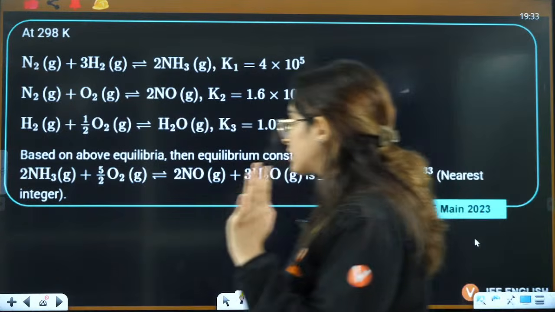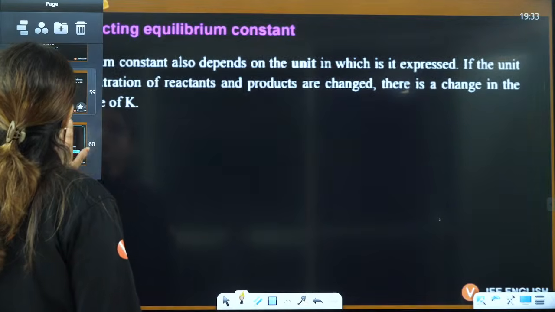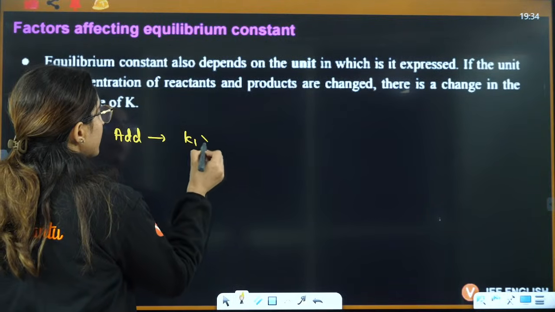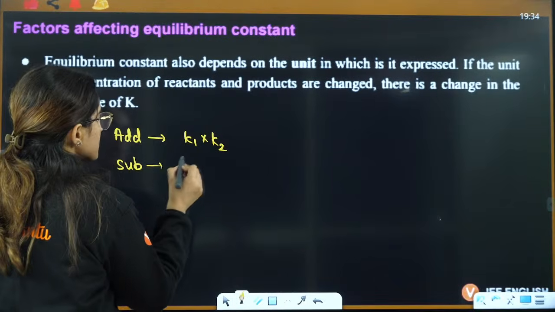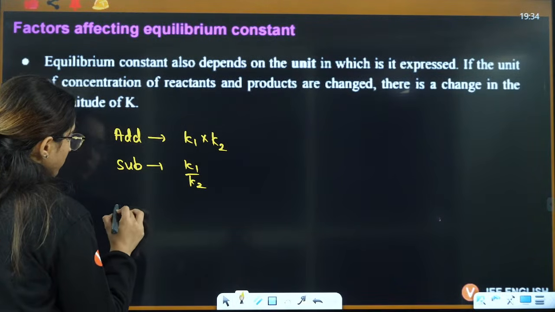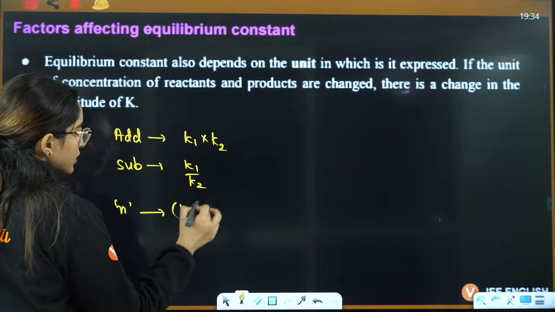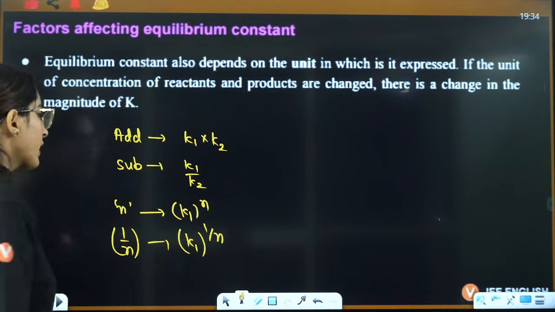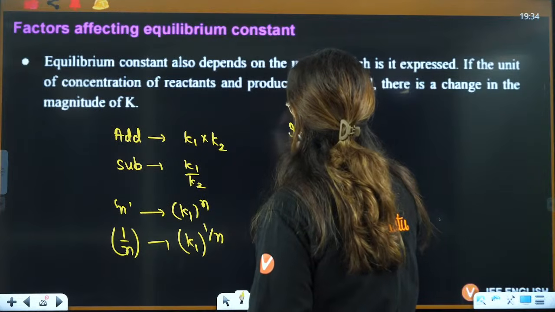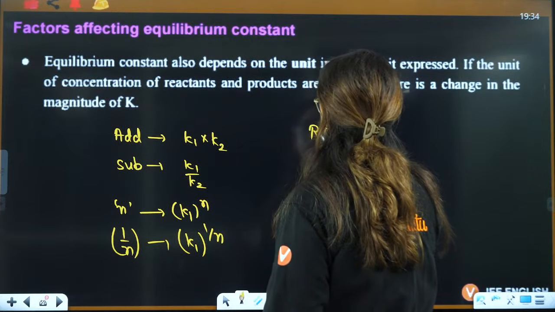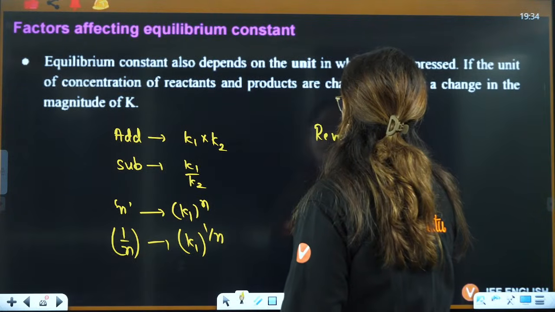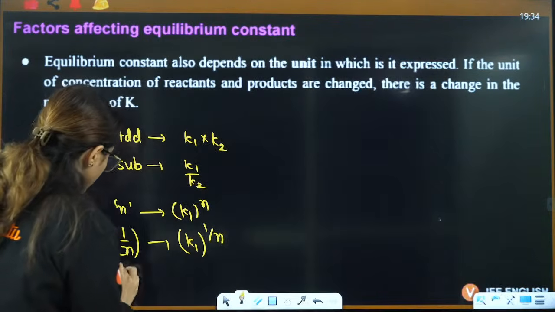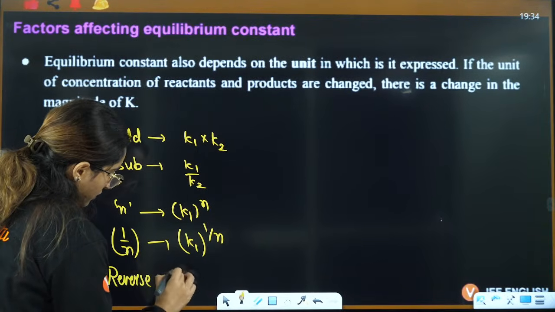In the crux, I'll just write it here. When you add two equations, K will be multiplied. When you subtract two equations, it will be divided. When you multiply the reaction by a factor n, K will be raised to the power n. When you divide it by a factor, it will also be in the power, as a fraction. When you reverse the reaction, it will be 1 by K.